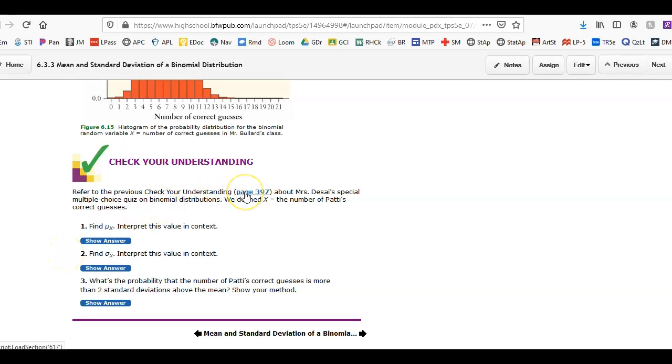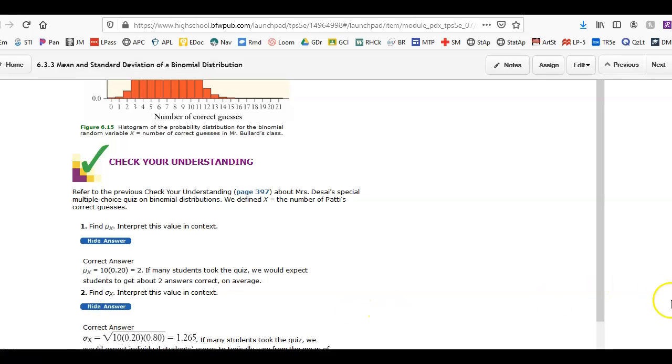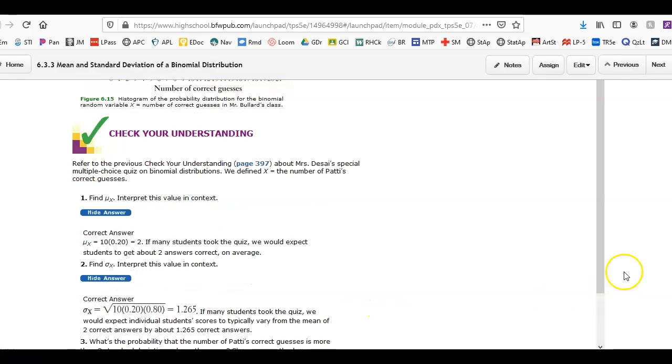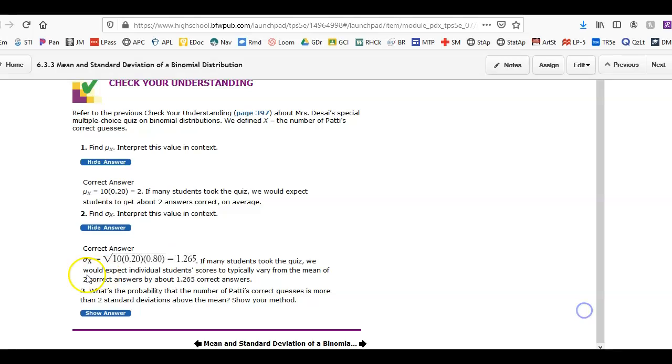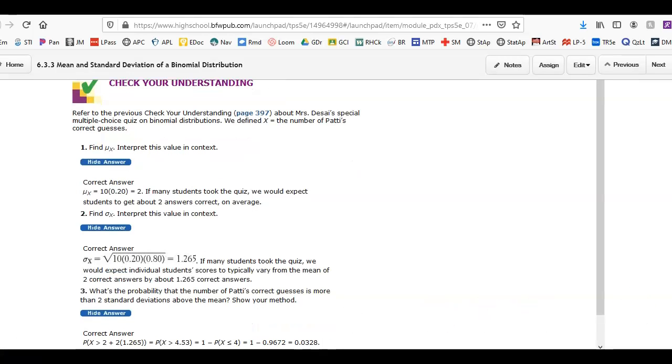Okay. Multiple choice. Okay, so this one, n was 10. The probability of guessing right was 0.2. There were 10 questions, 10 times 0.2. So we'd expect on average kids are going to get 2 questions right. Standard deviation, the square root of 10 times 0.2 times 0.8. And what's the probability the number of correct guesses is more than 2 standard deviations above the mean? This starts getting into doing a little bit of calculations and then using the binomial CDF.